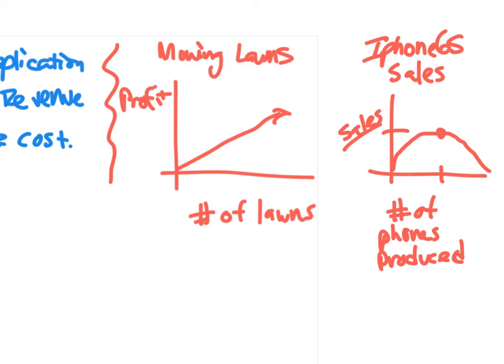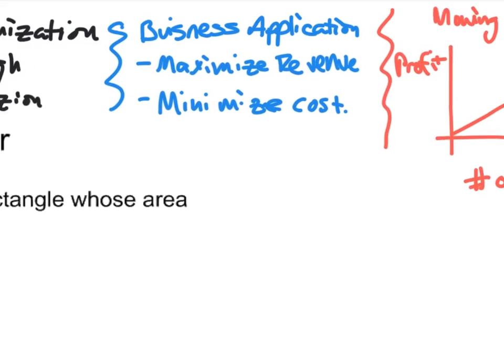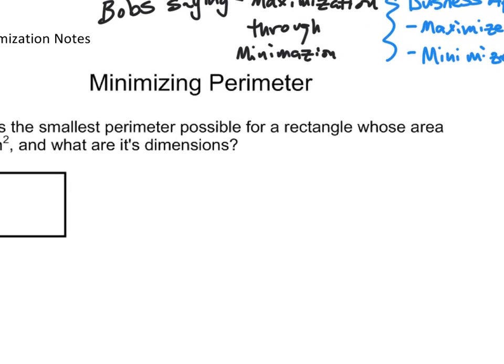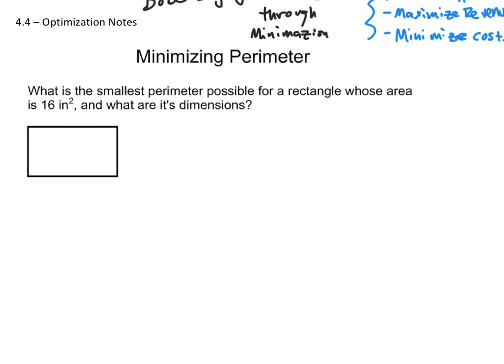But you can model these situations and use some calculus to solve the problem. So I'm going to show you guys a couple of basic problems here and show you the general idea. The first one we have is where you have to minimize your perimeter. It says, what is the smallest perimeter possible for a rectangle whose area is 16 inches squared? And what are its dimensions?